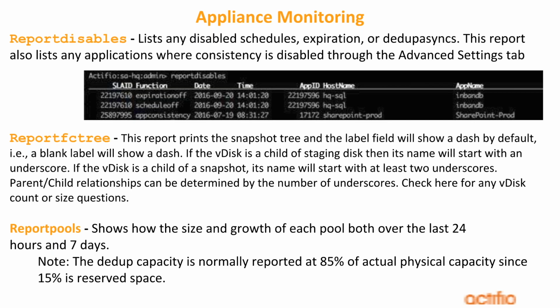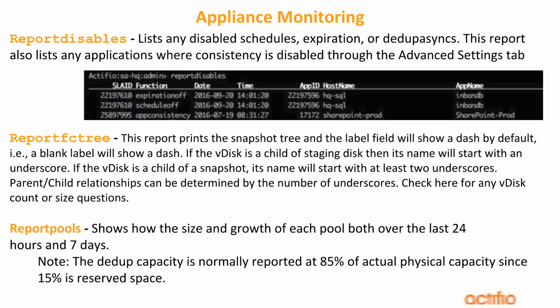Now, report FC tree. This report is a bit of a bear. However, if you can come to understand it, you will probably never have another question about vDisks ever. This basically shows the snapshot tree. And by that, I mean it shows all of your vDisks, AKA staging disks.